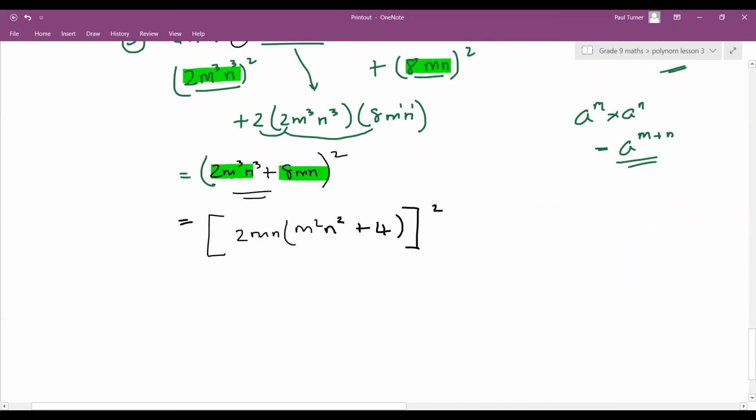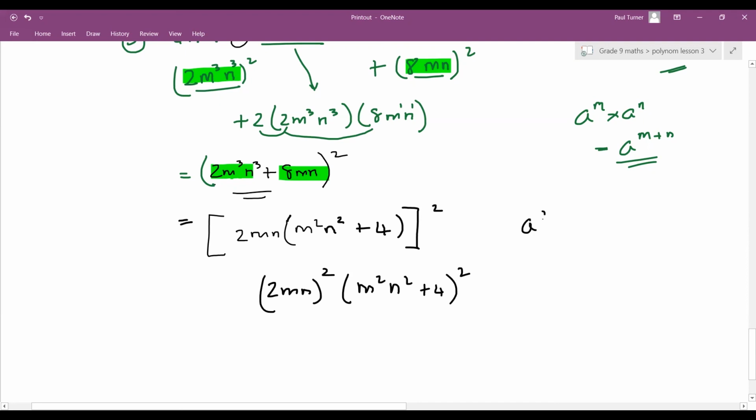Okay, now you see what I did here. I realized I've got mn, mn, and I've got 2 and 8. I've got common factors even inside this bracket here. So I factorized out the 2mn. But now I don't want this square bracket, right? So now I'm going to square this 2mn using this power here. So it's (2mn) squared times (m squared n squared plus 4) squared.